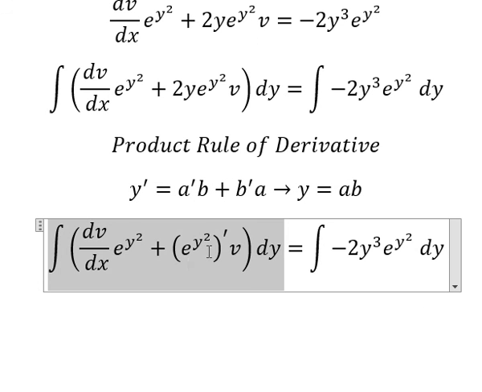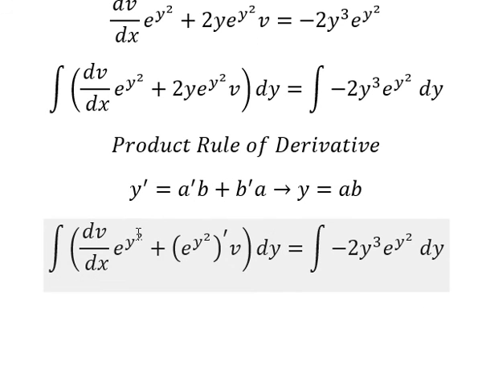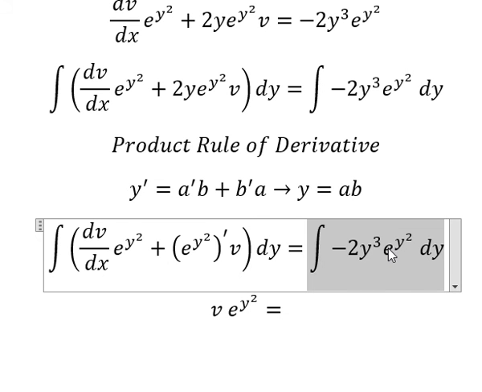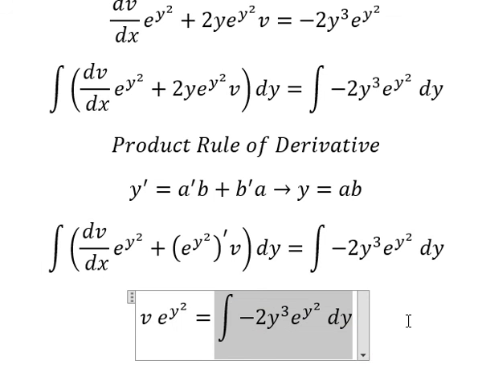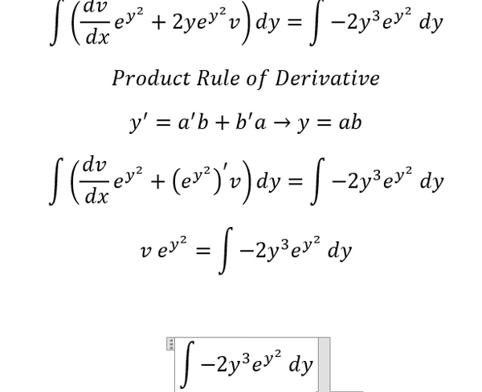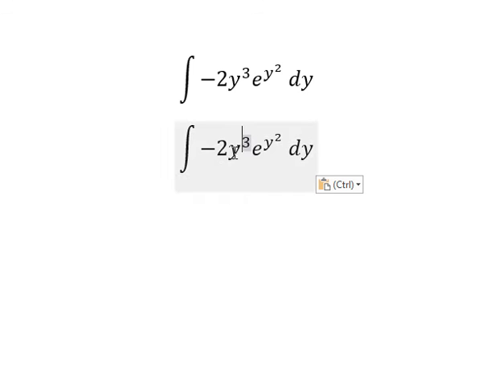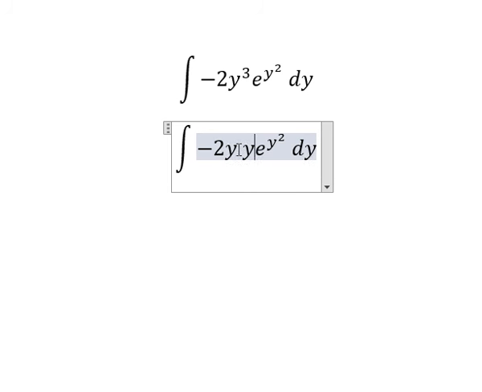So the integration of this one, we have v multiplied by e to the power of y squared. Now, I need to concentrate on this one only. So, y to the power of 3, we can change into y and y squared.